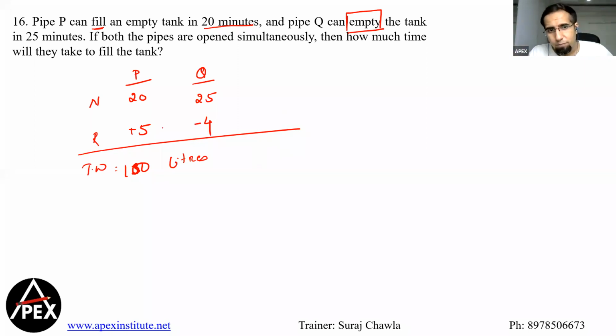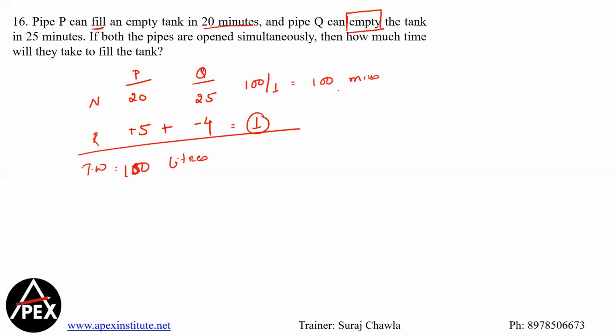Okay. So if both of them are working together, pipe P is filling 5, pipe Q is leaking out 4. That means effectively they are only filling 1 unit per minute. So number of minutes taken by both of them would be 100 by 1, that is equal to 100 minutes, the tank would be full. Is this point clear with all of us, guys? Great. So we have a good number of answers. Can I proceed, guys?